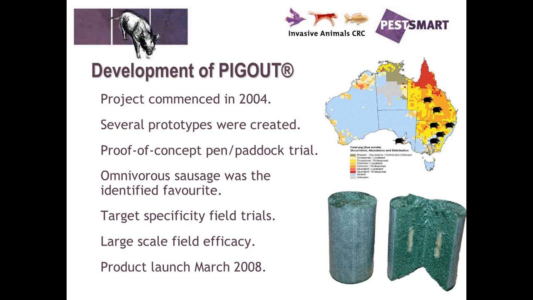So the development of PIGOUT, the idea of this was to develop a product that was target-specific, user-friendly, that could be purchased by people wherever they're dealing with feral pig problems. The project commenced during 2004. Several prototypes were created, and all of them were tested in a range of different settings, pen and paddock trials, and of those we found that the omnivorous sausage bait was the favourite of the lot.